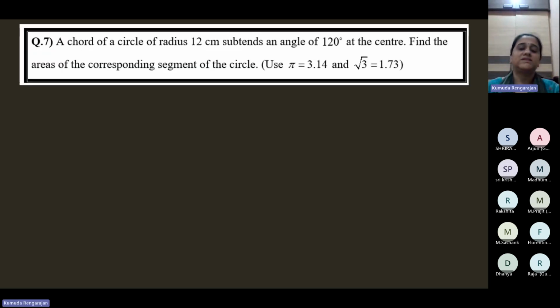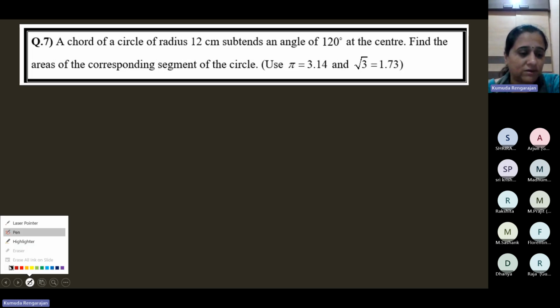Next, the sector angle is 120 degrees. The radius is 12 centimeters. Find the area of the corresponding segment of the circle. So the segment present in the sector whose sector angle is 120 degrees, you should find the area of that segment.